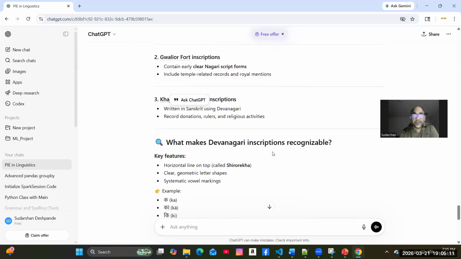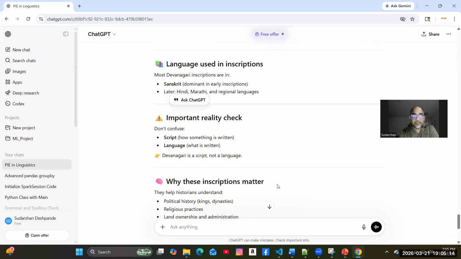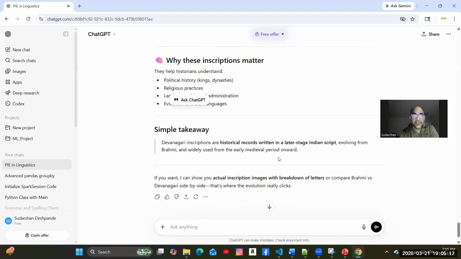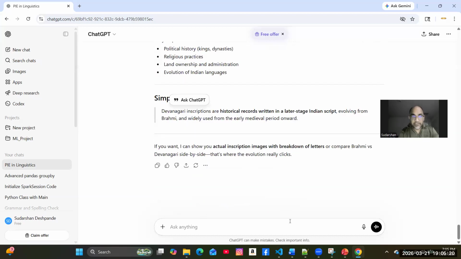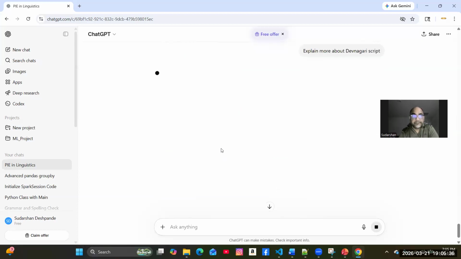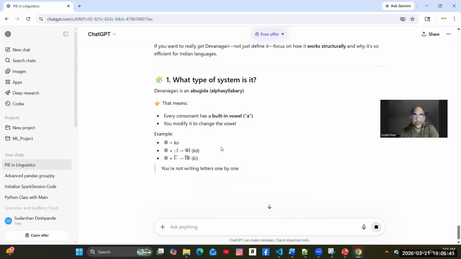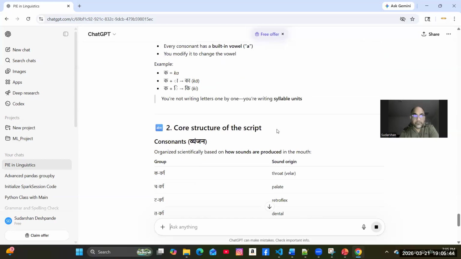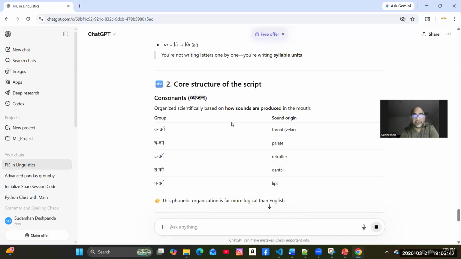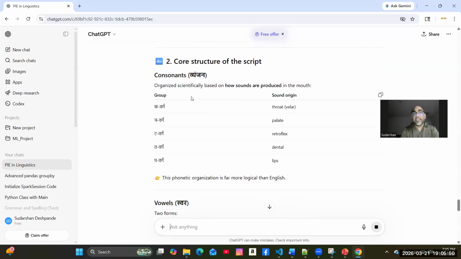Let's see the writing explained. Okay, so these are the consonants. How they have been organized.